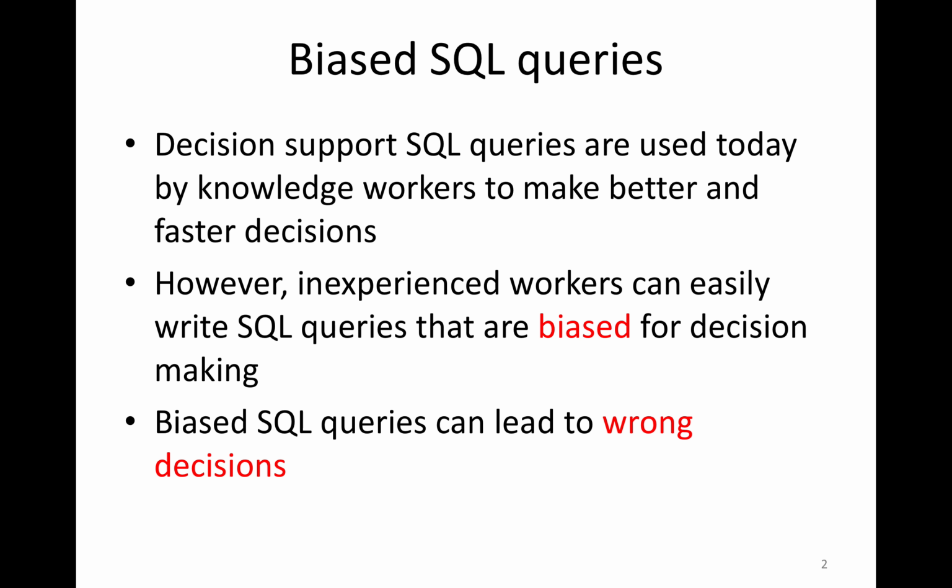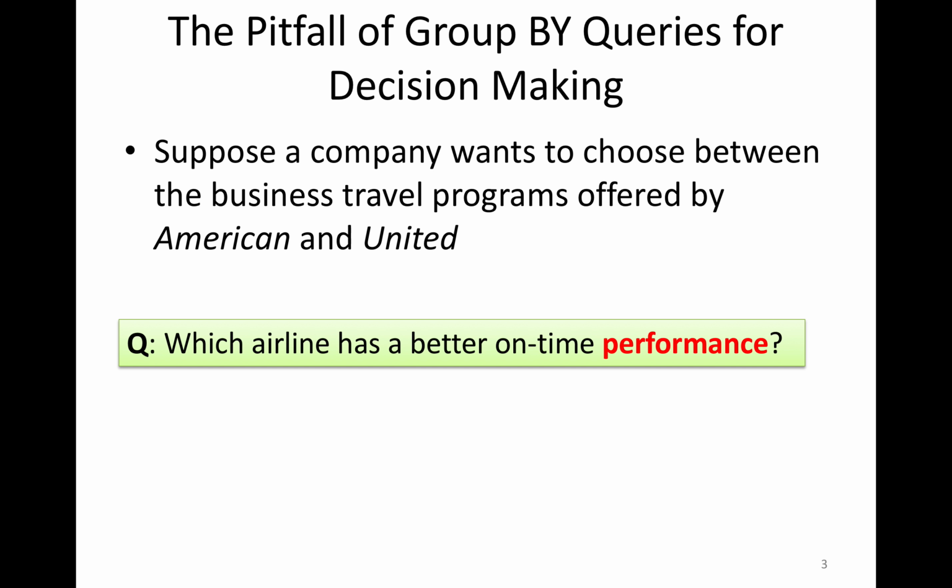Let's start with a motivating example. Suppose a company has many business travels from four particular airports and would like to choose between business travel programs offered by either American or United Airlines, depending on which one has a better performance in terms of on-time flights. Therefore, the decision here depends on the answer to the question: which airline has a better on-time performance?